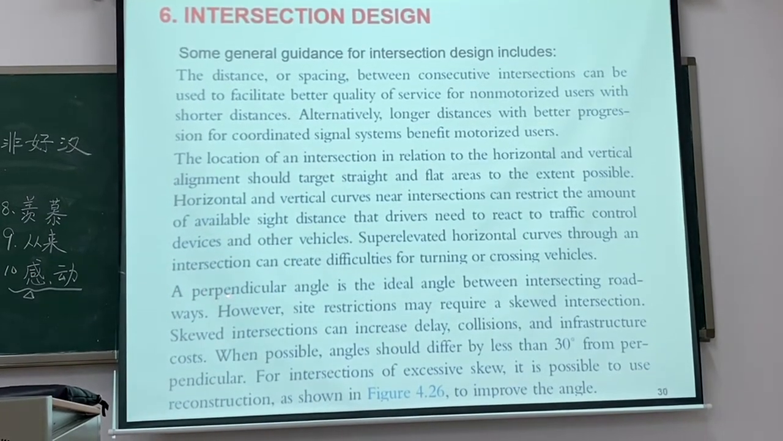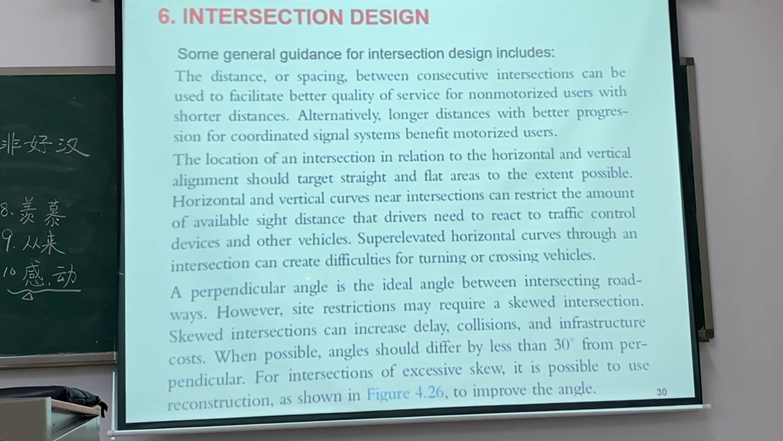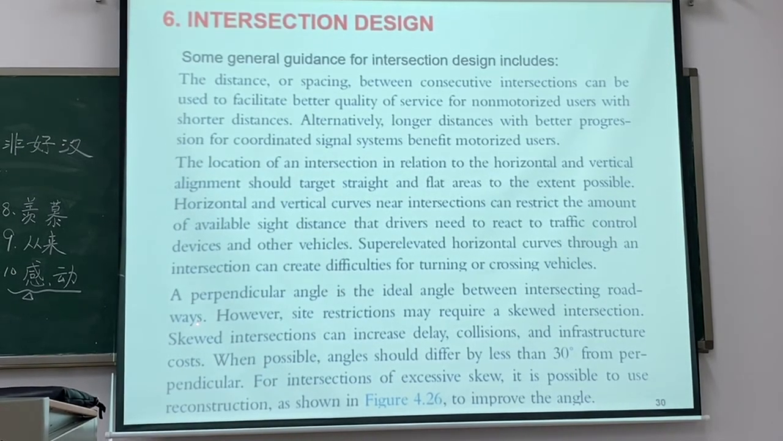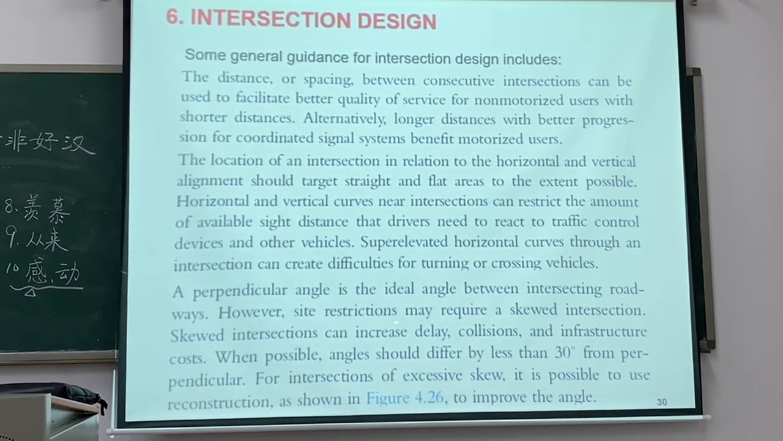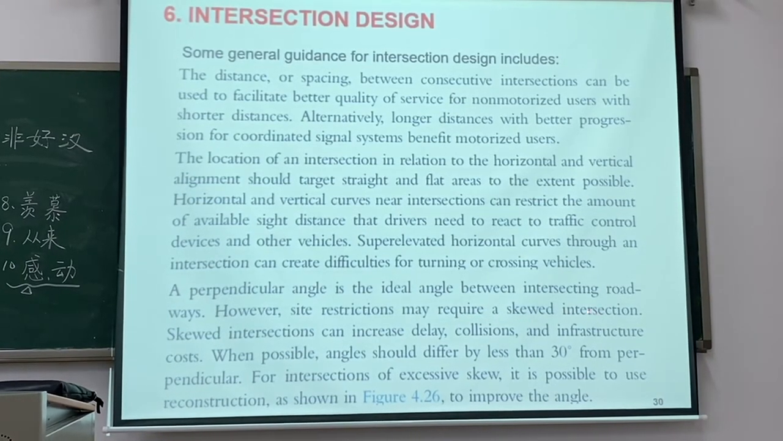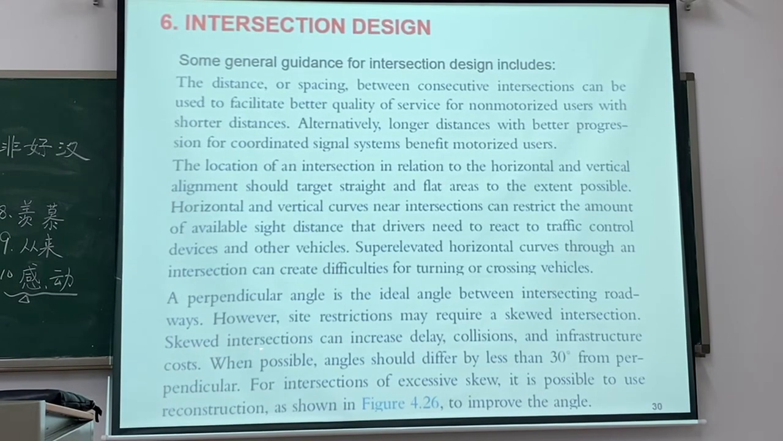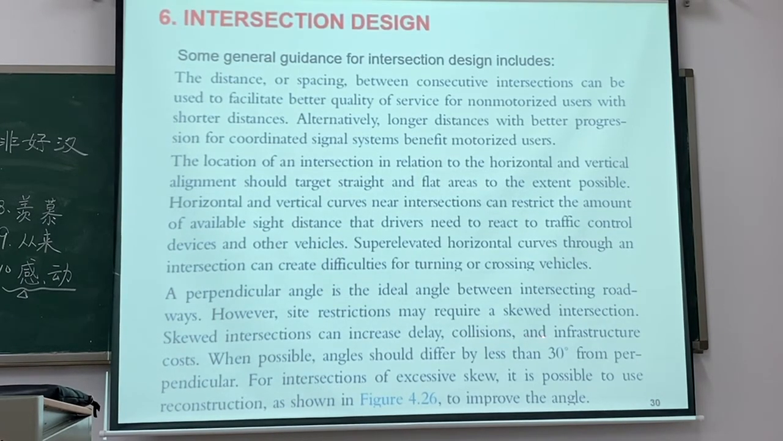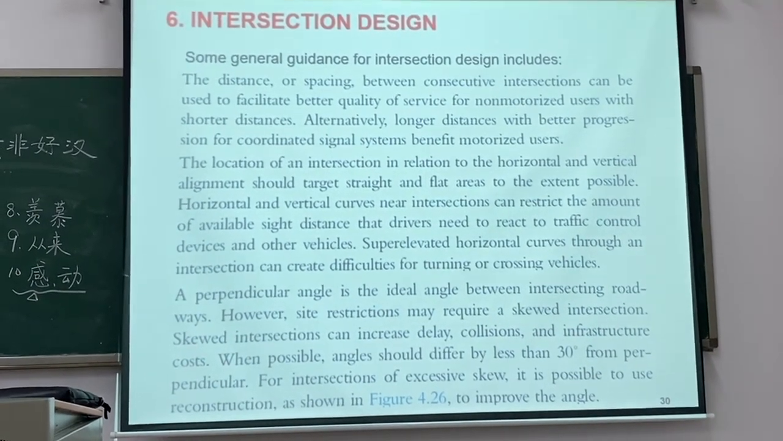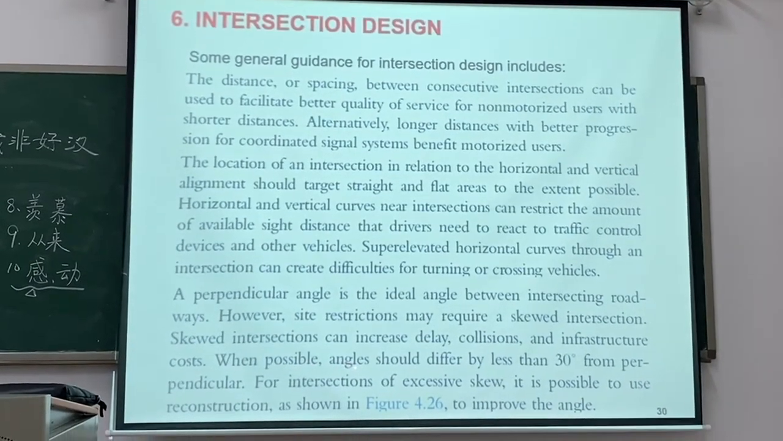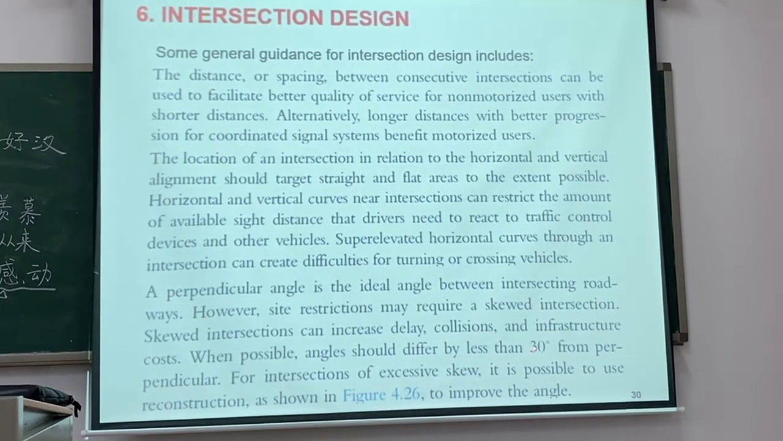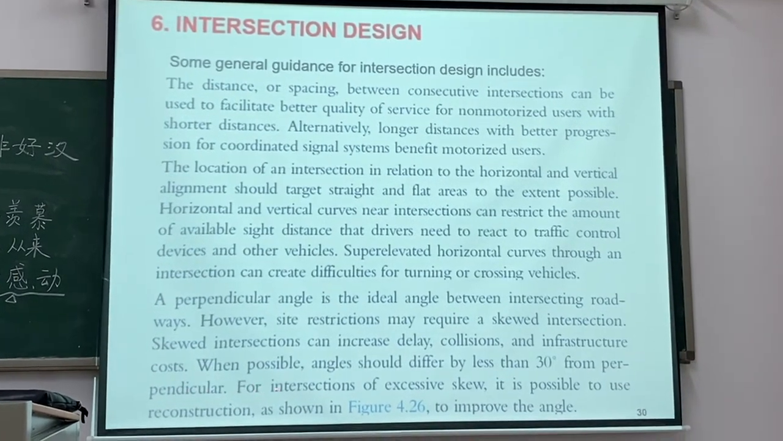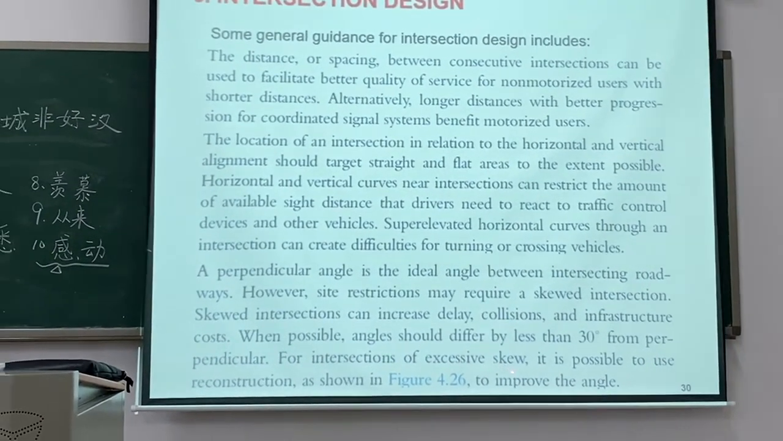A perpendicular angle is the ideal angle between intersecting roadways. However, site restrictions may require skewed intersections. Skewed intersections can increase delay, collisions, and infrastructure costs. When possible, angles should differ by less than 30 degrees from perpendicular for intersections of extensive skew.